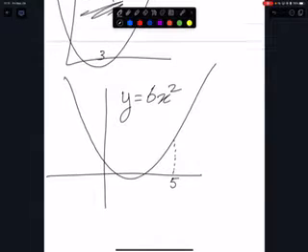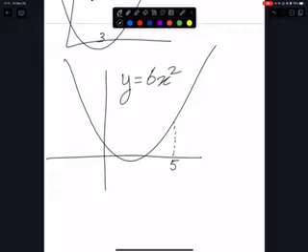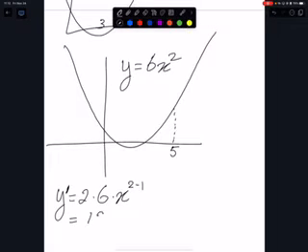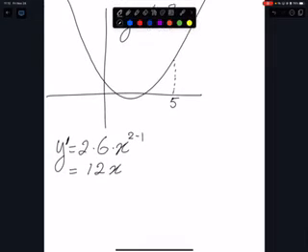First step, derivative function is the first step. And derivative function is 2 times 6 times x to the power 2 minus 1. And that just becomes 12x. That's the derivative function. But where did I want to know the average speed? X is 5. So what was the average speed at x is 5? 12 times 5. So the answer is 60. That was my average speed at x is 5.